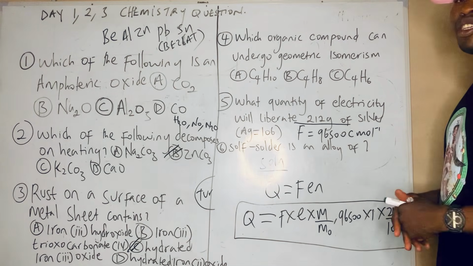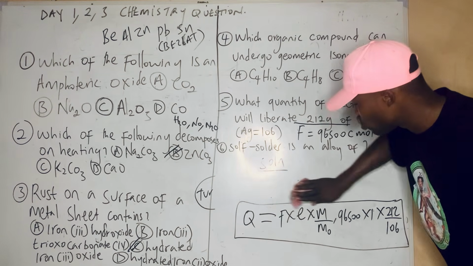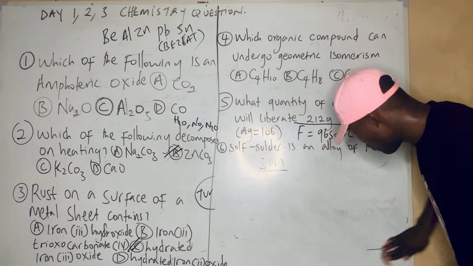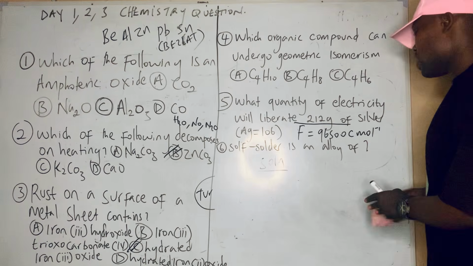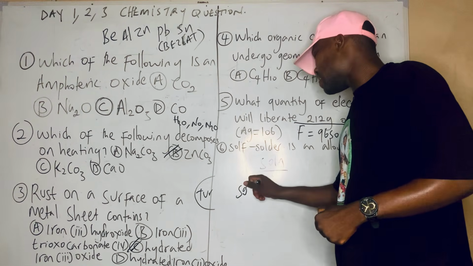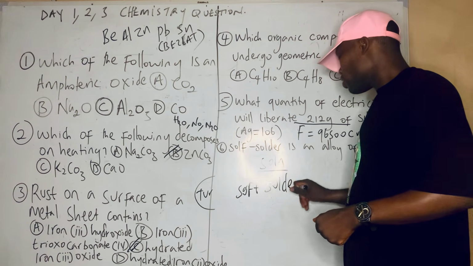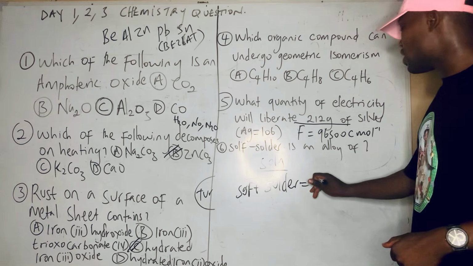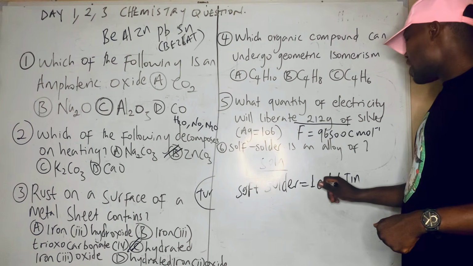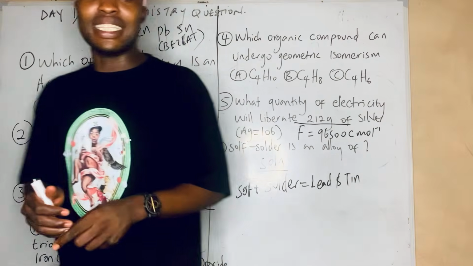So this is it. Lastly, soft solder is an alloy of which elements? Soft solder is an alloy of lead and tin, and it is used for plumbing. Let me give you possible alloys. Lead is a metal that is very dense, which is why lead is used to make bullets, one of the most dense metals.